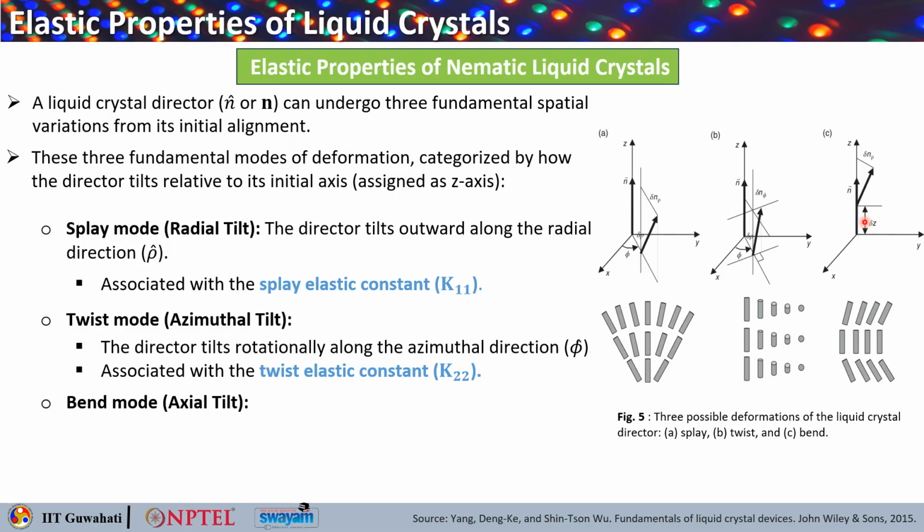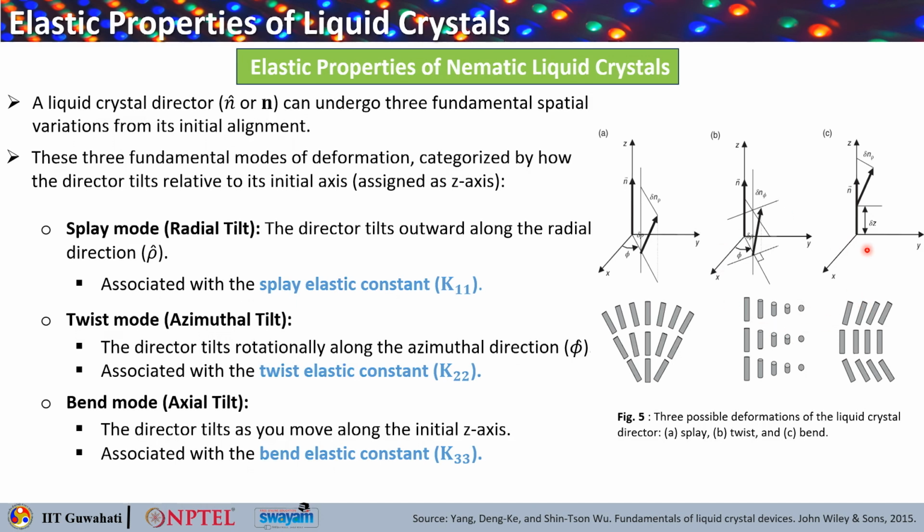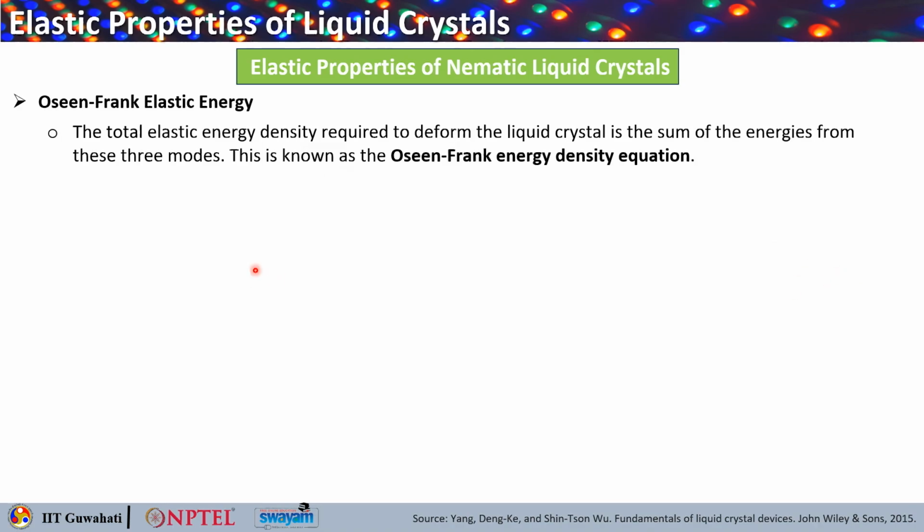The next one is the bend mode. Bending happens like this. This is called the axial tilt. Here the director tilts as you move along the initial z axis. You move along the z axis, but then here it was all the same, but here it gets tilted slightly this way and that way. That is called bend deformation, and you can associate the bend elastic constant K33 with that. So these three different modes are there.